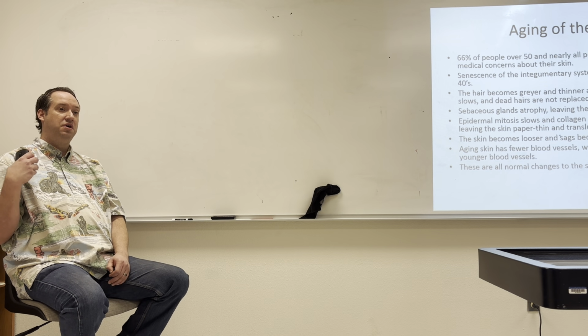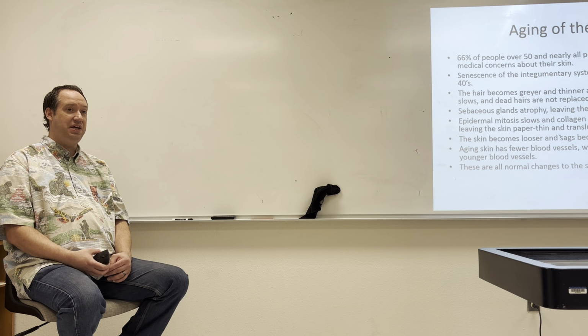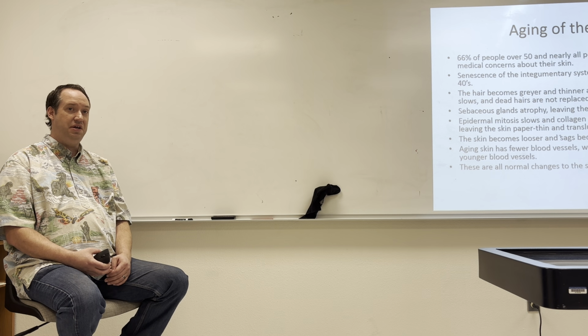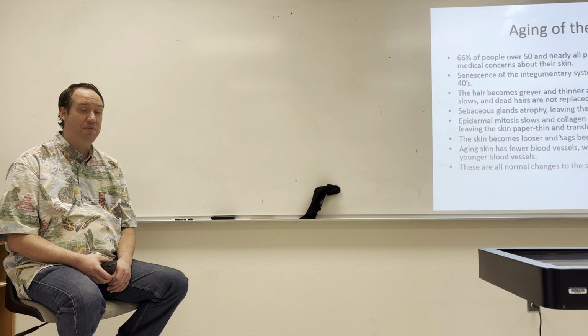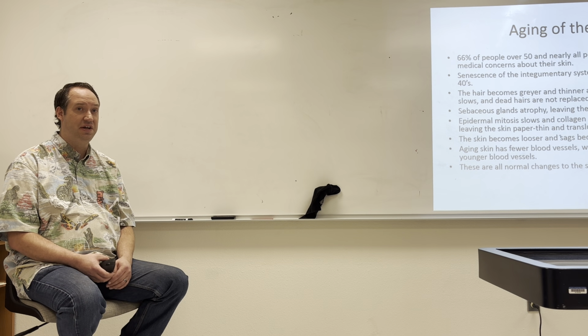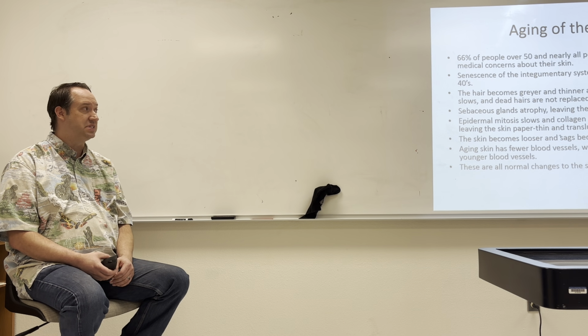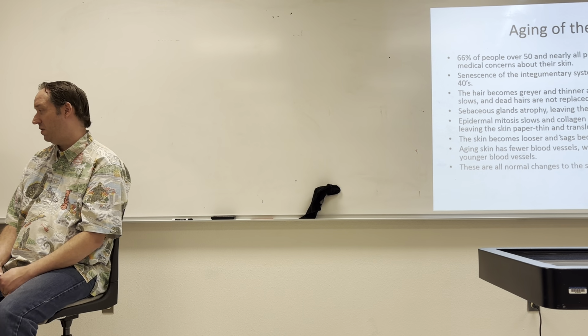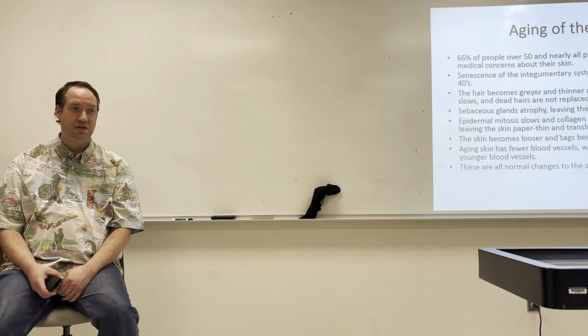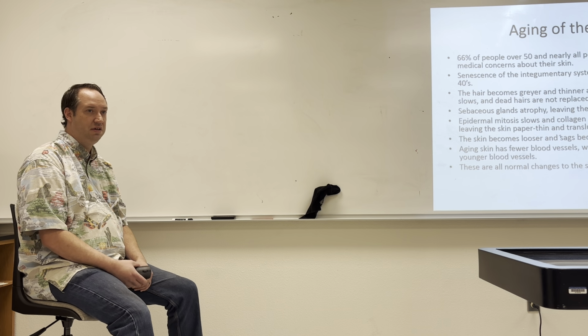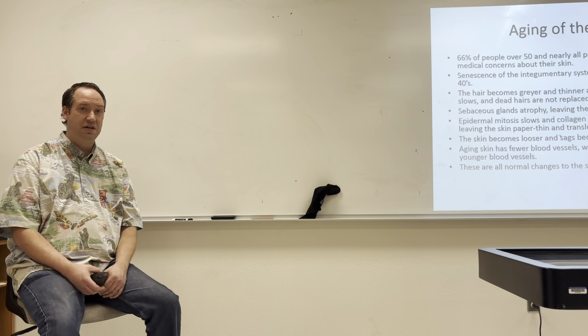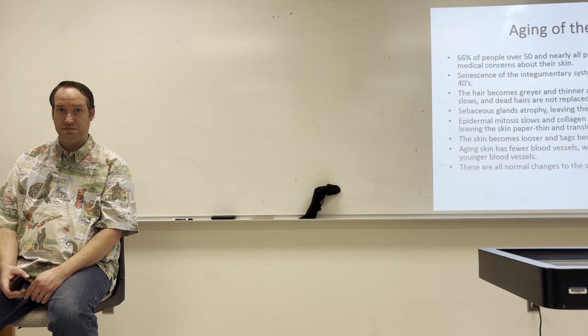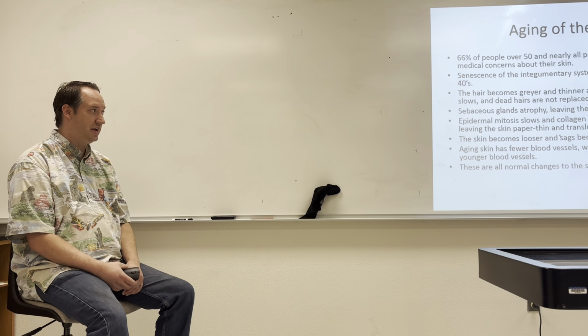One of the more prominent features that we see in people that get older is senescence of the skin. About two-thirds of people older than 50 and pretty much everybody older than 70 has a medical complaint about the skin. You'll start to notice senescence of the integument around 40, late 40s. The hair gets thinner, it turns gray as melanocytes die. The skin gets drier, the hair gets drier, those sebaceous glands atrophy.